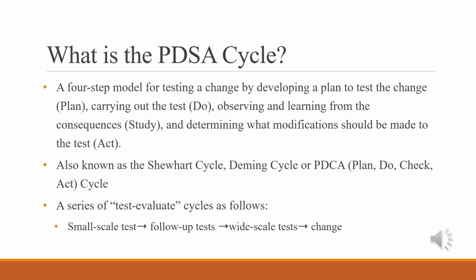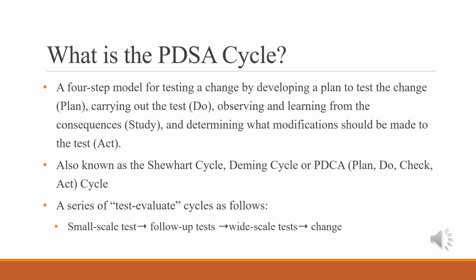The PDSA cycle is a 4-step model for testing out a change. It develops a plan to test the change, carries out the plan, observes and learns from the consequences of this plan, and then determines whether there is a need to make modifications to it. The PDSA cycle is also known as the Shewhart cycle, Deming cycle, or PDCA cycle.